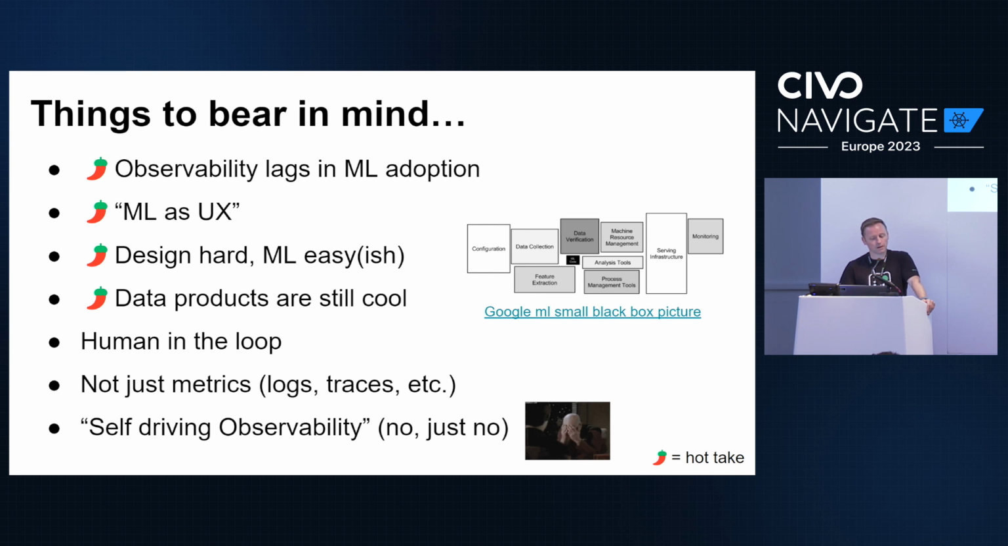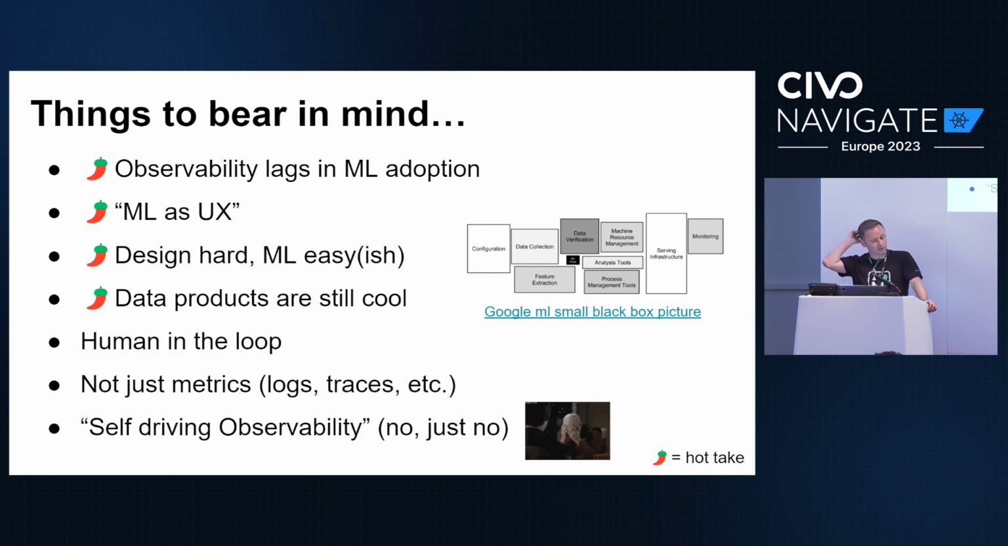Data products were very hot a couple of years ago. They seem to be less talked about now. But basically, I consider everything a data product, and you need to focus on the data product. What is the data product you're building? Once you figure that out, then you can ask, how can I use ML for that? Maybe I shouldn't use ML. Maybe I don't even need ML. And then some less controversial stuff: human in the loop, always, especially with observability.